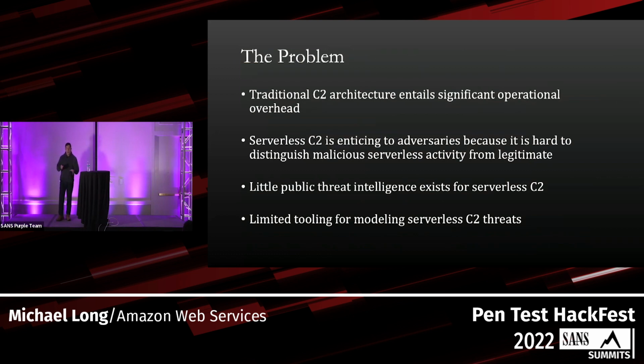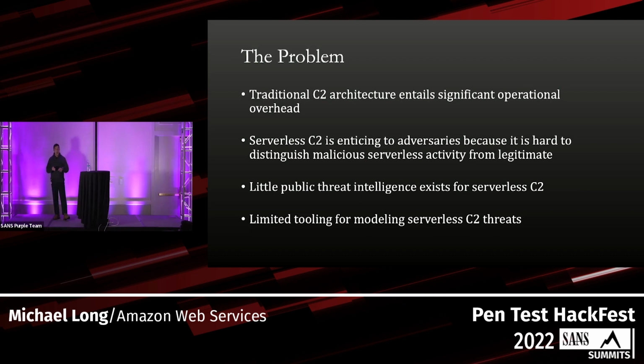Okay, so I alluded to some of the problems thus far. Now I'm going to restate them because we're going to start shifting gears from what and why serverless C2 matters to how does it actually work? How do you operationalize it in the context of your engagements? So we established that traditional C2 architecture entails significant overhead. Think back to that chore list that I shared with you. We also established that serverless C2 is enticing to adversaries because it's hard to distinguish malicious serverless activity from legitimate.